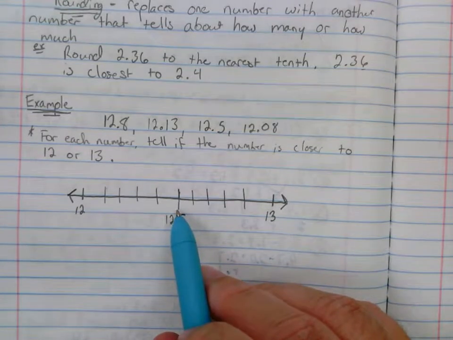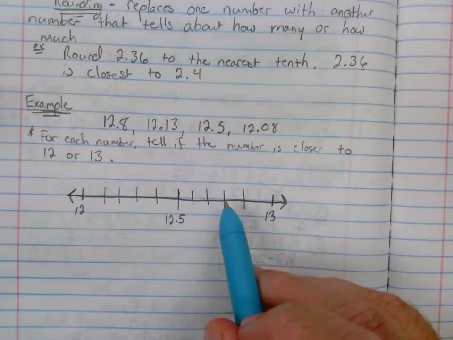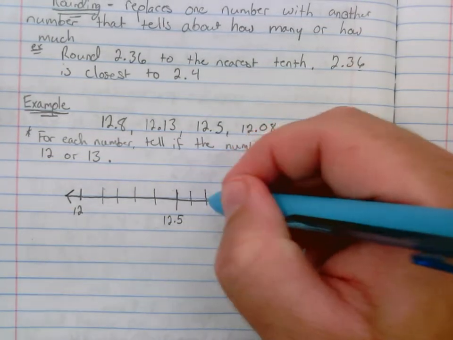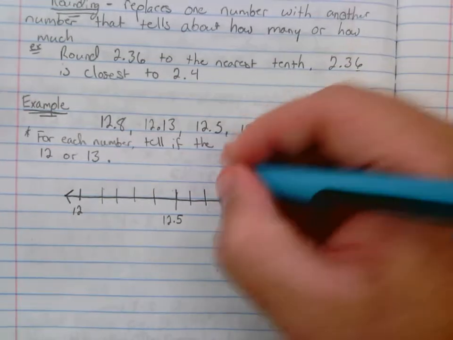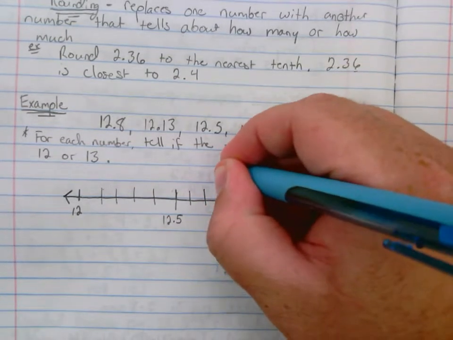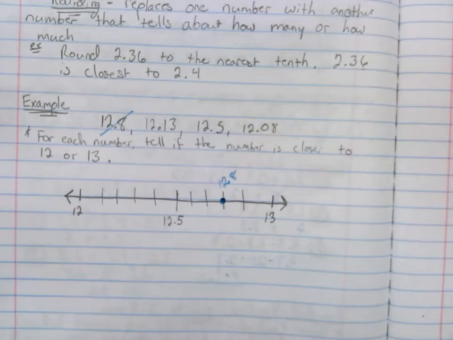So I now have 12 and 5 tenths here. I'm going to go 6 tenths, 7 tenths, 8 tenths. So right here, 6, 7, 8. So I'm going to make a good little dot. And right there is 12 and 8 tenths. I can go ahead and just mark right through that.